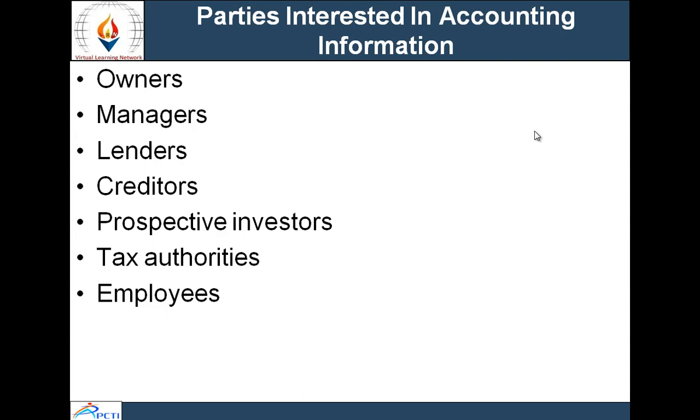The next is tax authorities. Tax authorities of the government are interested in the financial statements so as to assess the tax liability of the enterprise. Last is employees. Employees of the enterprise are also interested in knowing the state of affairs of the organization in which they are working, so as to know how safe their interests are in that organization.